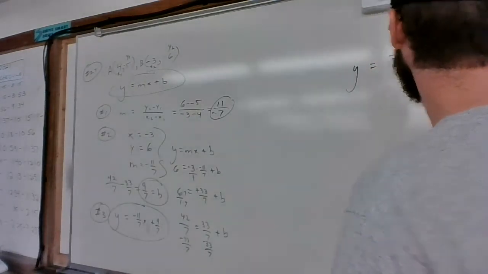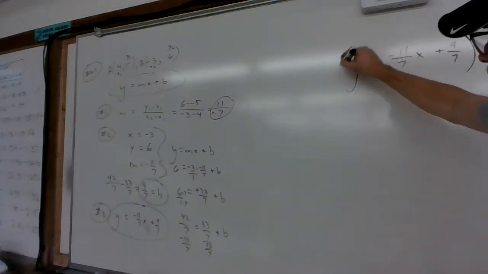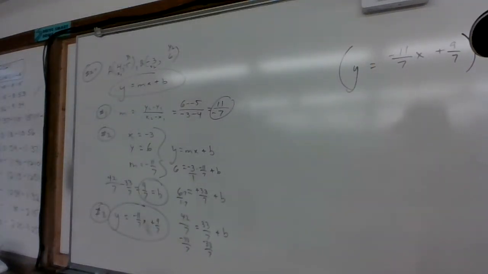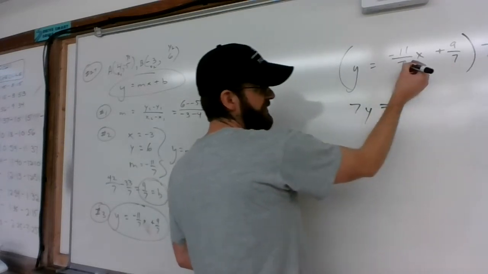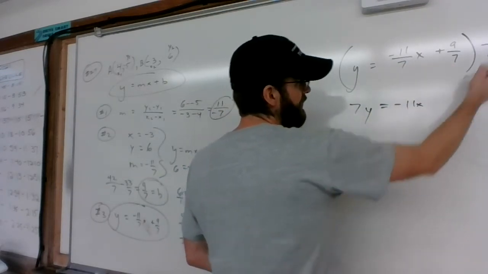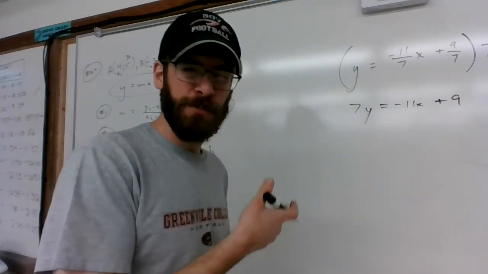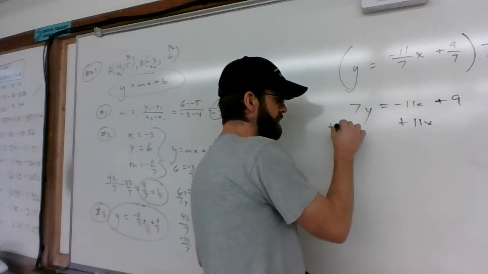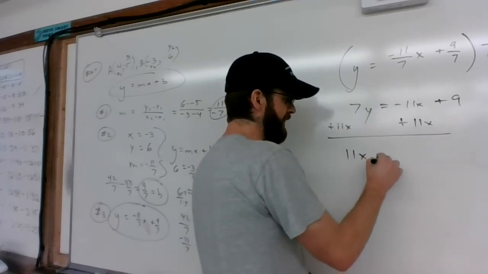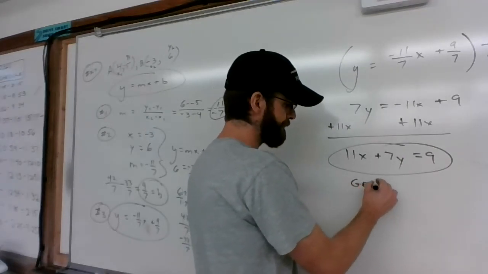Take this equation. In order to get rid of this fraction 7 on the bottom both times, I can just multiply both sides by 7. So that creates 7 times y equals the 7 here cancels with the 7 there, negative 11x. The 7 here cancels with the 7 there, plus 9. And I believe what they do is they do ax plus by equals some constant value. So they would add 11x to both sides. So 11x plus 7y equals 9 is technically standard form or the general form.